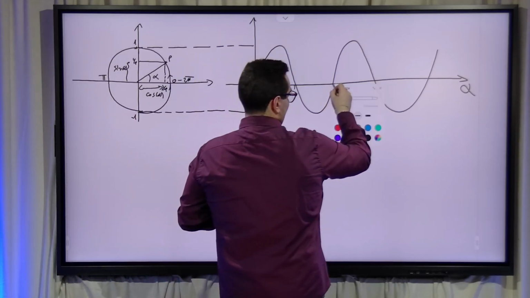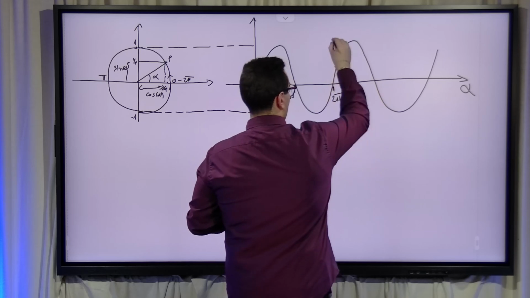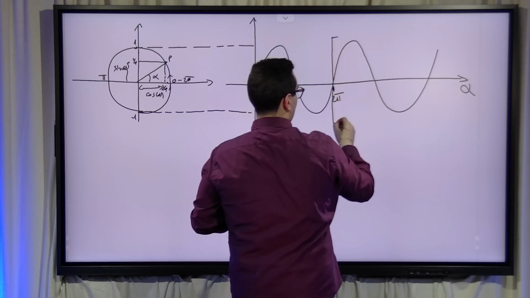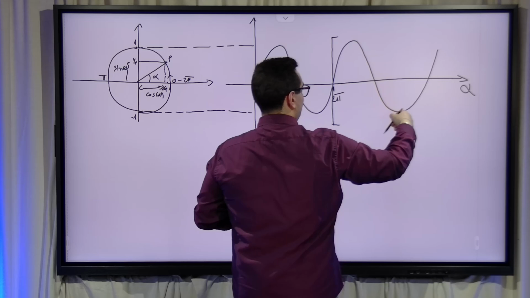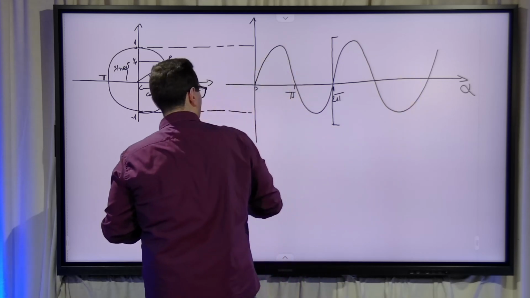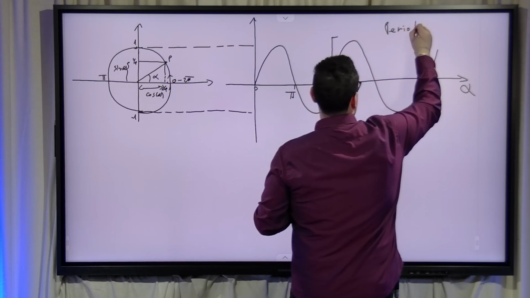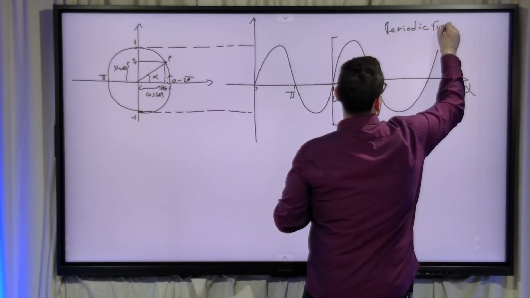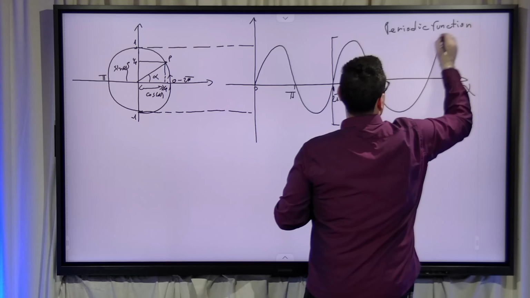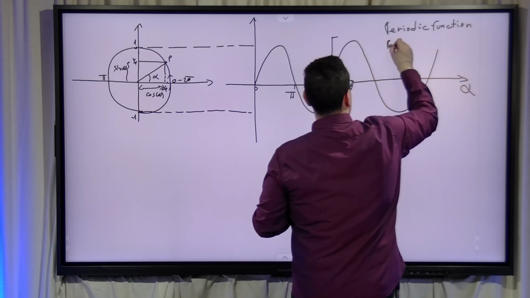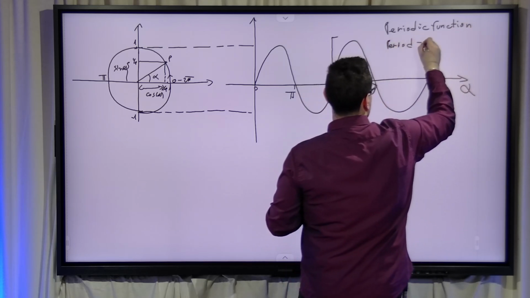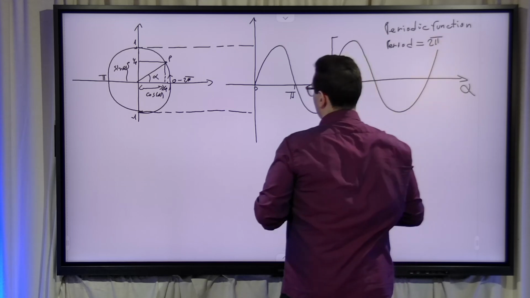From this point, from here, the sine repeats itself because it's a periodic function, and the period is equal to 2 pi.